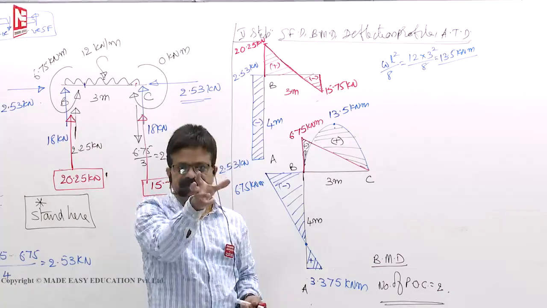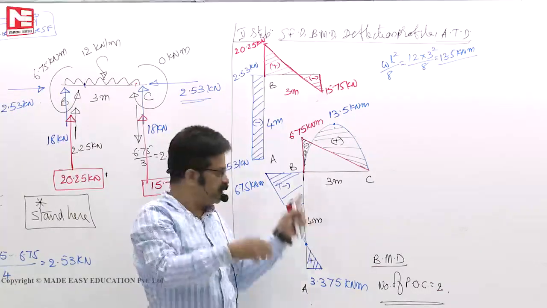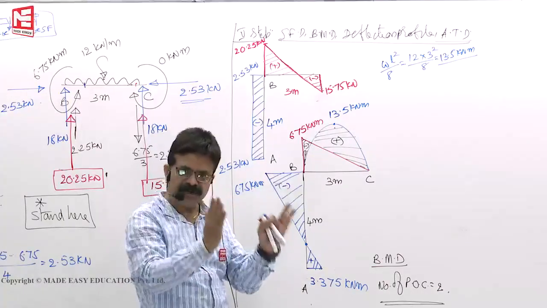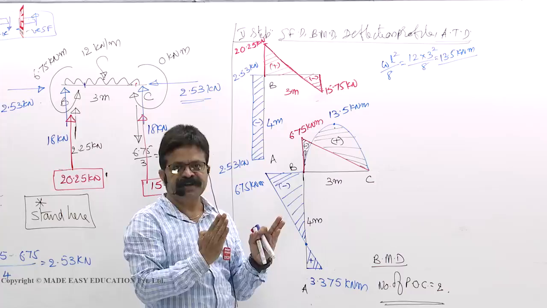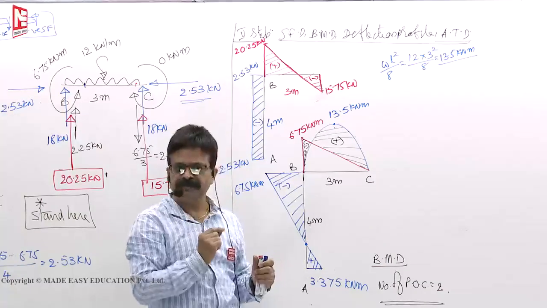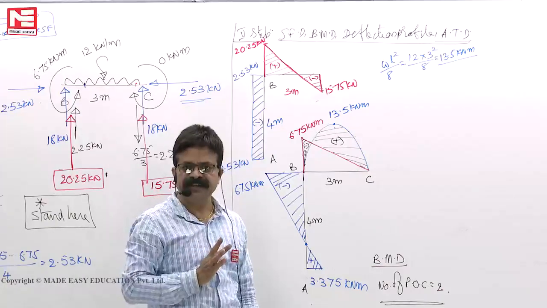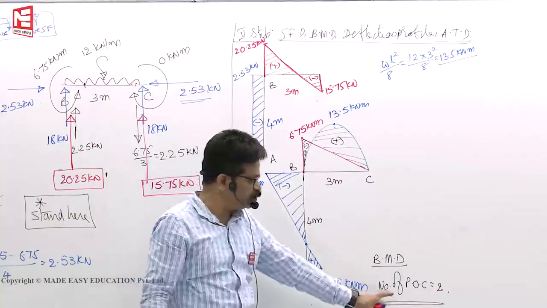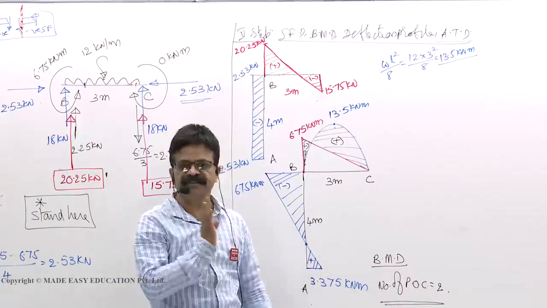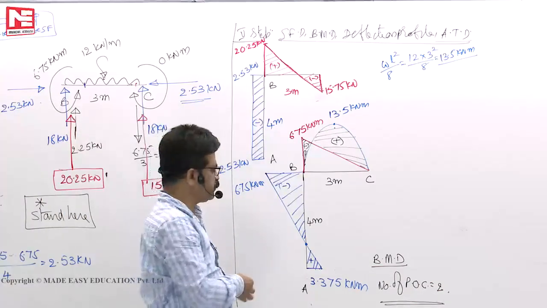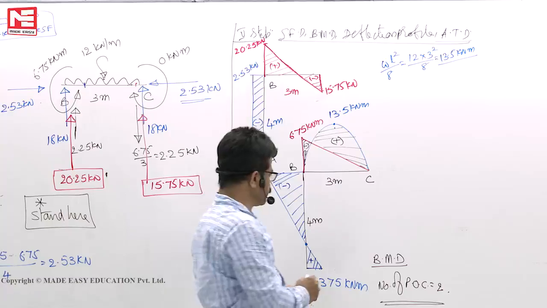Individual members you have to see. AB member, because of the carryover moment, 1 POC. BC member alone, if I see, it behaves like a propped cantilever. We know a propped cantilever has 1 POC. So 1 plus 1, 2. That's all. It should not take more than 10 seconds to know how many POC are there in the structure. Such simple questions only they will give us. So we don't have to worry. So 2 points of contraflexure.